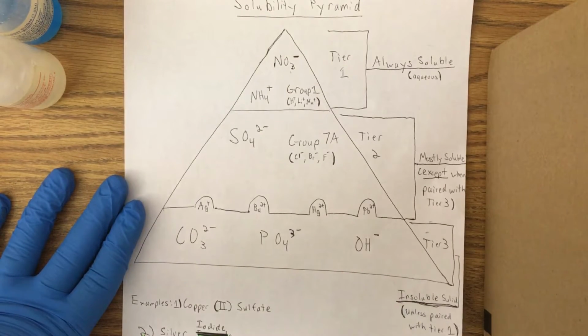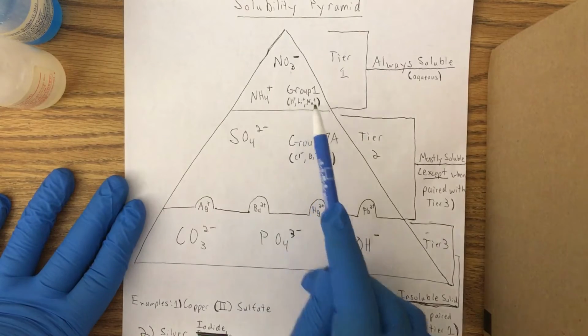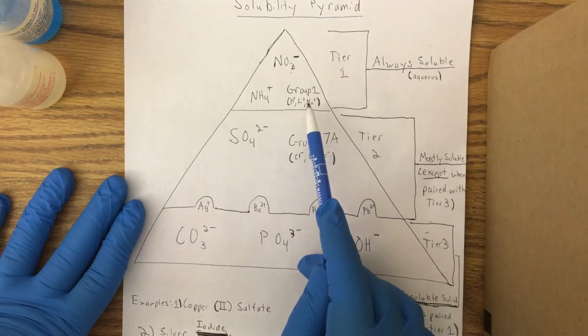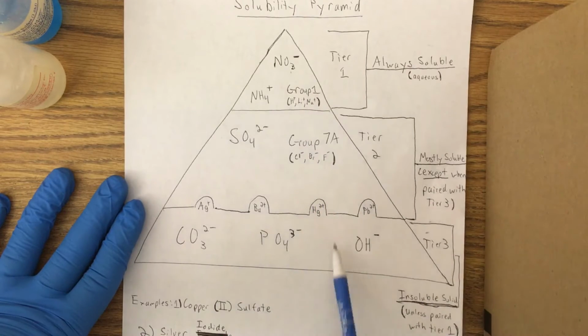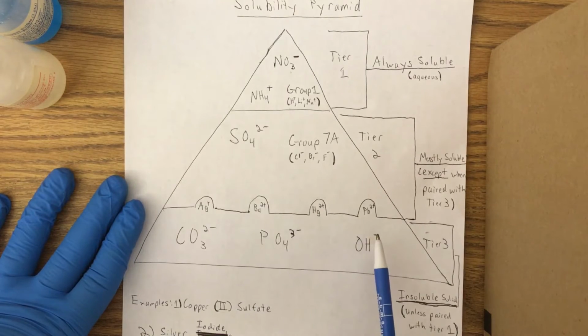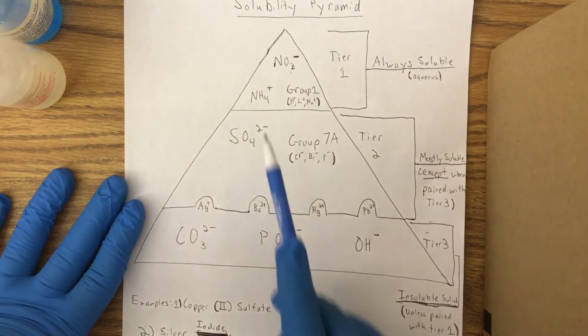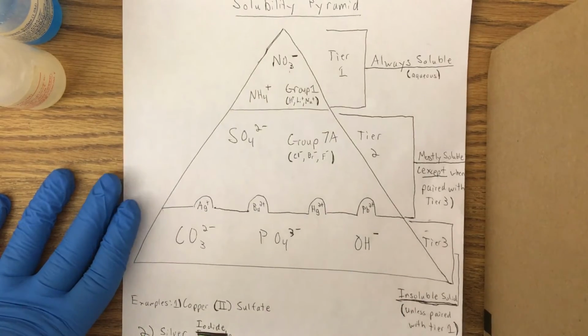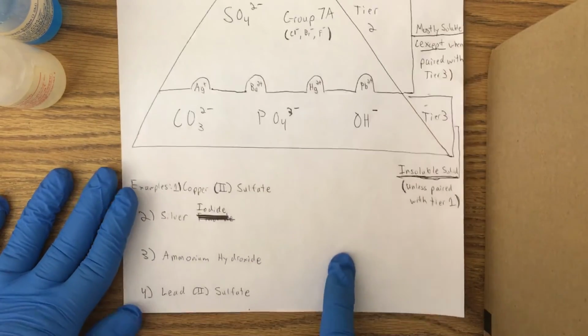However, if you see a hydroxide paired with, say, sodium hydroxide, since sodium is in group 1, it overrides being in group 3. So you would expect sodium hydroxide to be soluble, or to be in the aqueous state. In the same way you would expect ammonium hydroxide to be in the aqueous state. So let's just do some practical examples to see how we can do this.